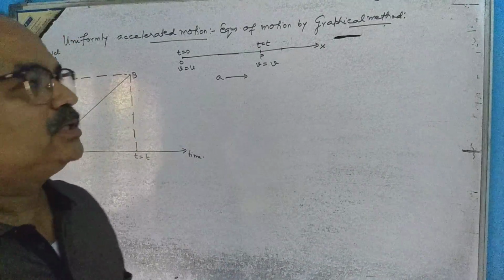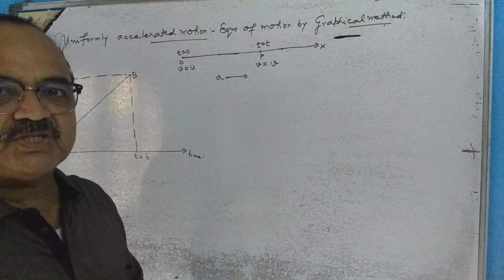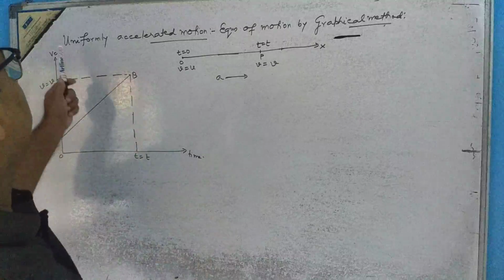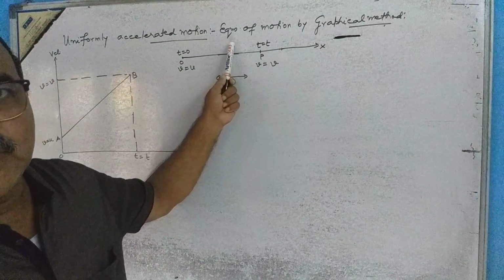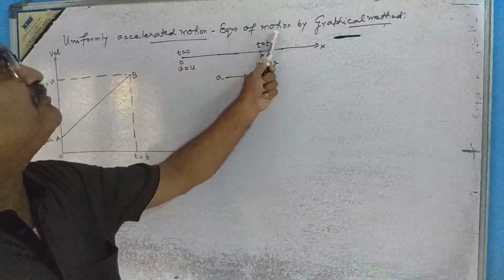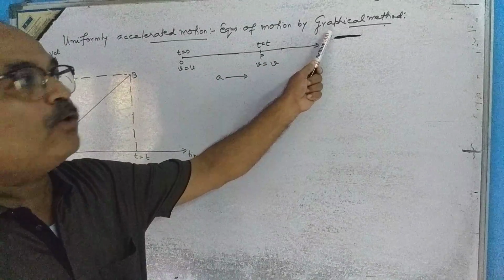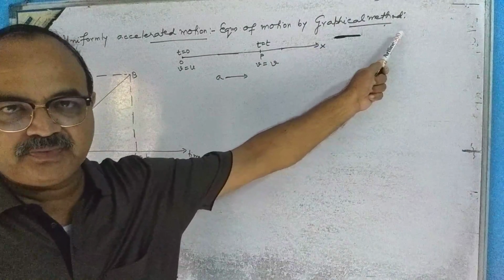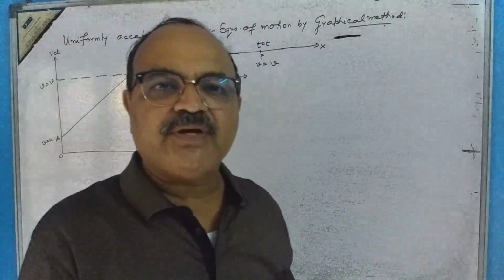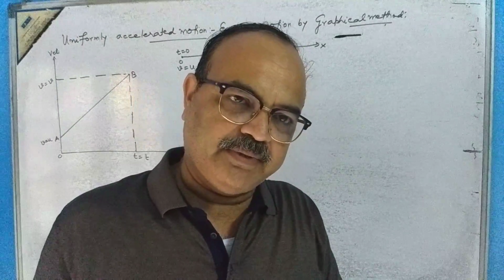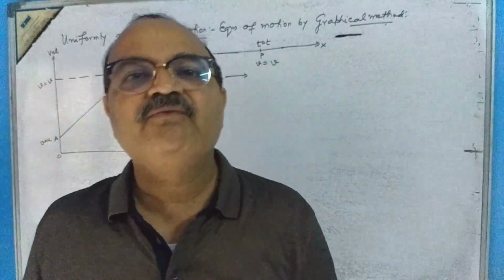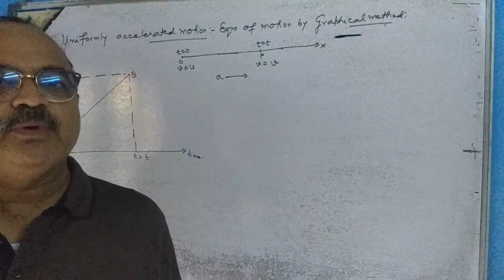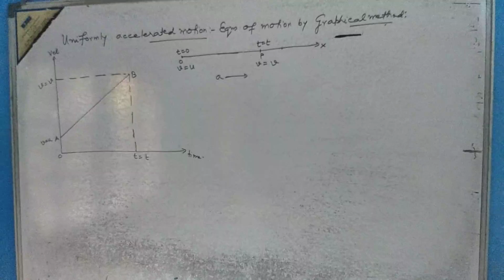Now students, in our syllabus, what do we have to do? We have to do mainly uniformly accelerated motion. We have to derive the equations of motion by the graphical method. I am sure that you are very well familiar with these equations, which we are going to derive now.